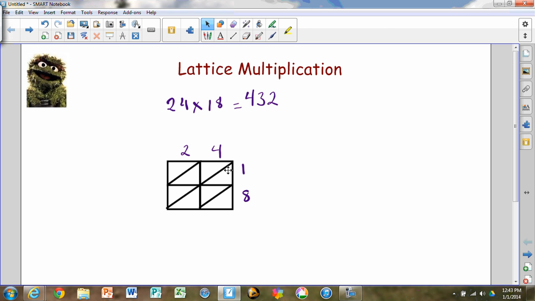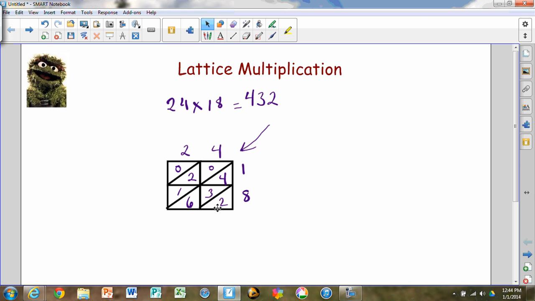So 2 times 1 is 0, 2. 4 times 1 is 0, 4. And you'll understand what the importance of those zeros are. 2 times 8 right here is 1, 6, 16. And 4 times 8 is 32. Now we have a box with a bunch of numbers in, and we need to add them up just like we did in the traditional method. One thing you want to remember is you're going to add going this direction. That's important. And our answers are going to come right around here.